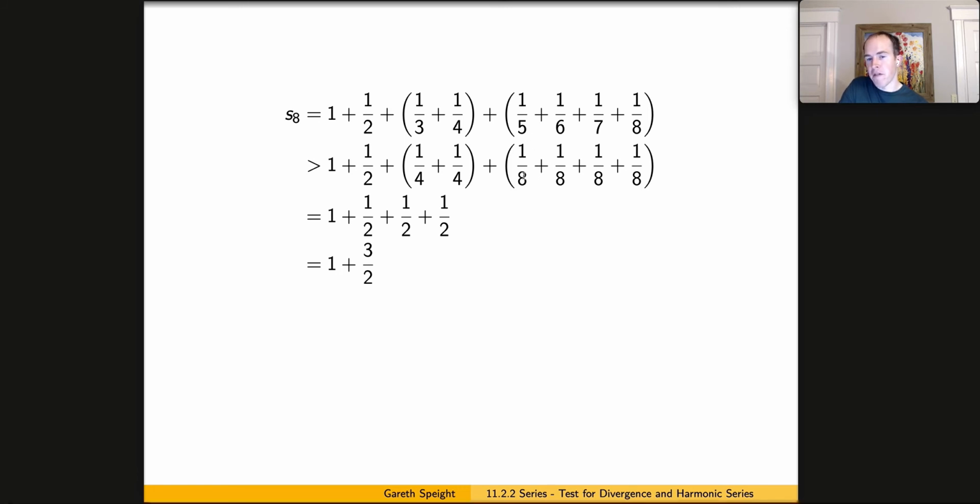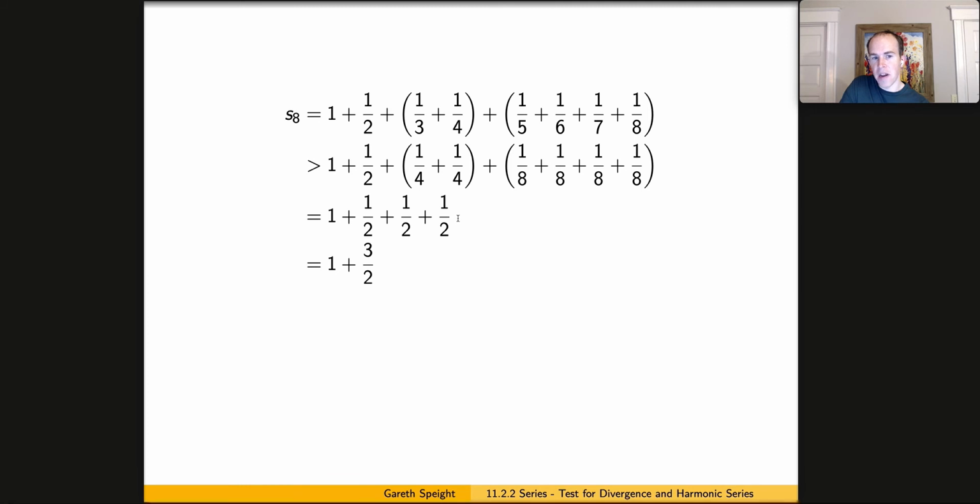Okay, so 1 over 5 is bigger than 1 over 8. 1 over 6 is bigger than 1 over 8. 1 over 7 is bigger than 1 over 8. Of course, 1 over 8 equals 1 over 8. And now we have 4 copies of 1 over 8. So that's going to be equal to 4 over 8, which is a half. Okay, so in the end, we proved that these new 4 terms that we got were bigger than 4 copies of 1 over 8, which is equal to 1 half.